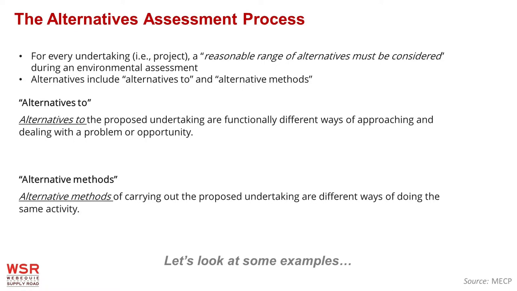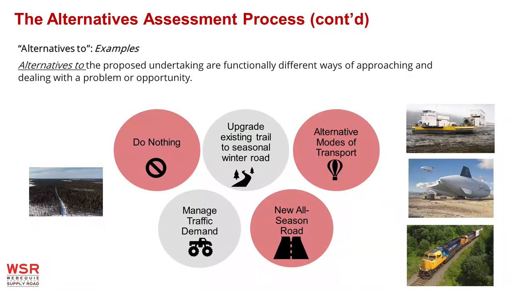And now I'll show you a couple of examples to help explain this a little bit better. When we talk about alternatives to, again, functionally different ways of approaching and dealing with a problem or opportunity, in our case, it might be alternative modes of transport, such as cargo hovercraft, cargo airships, upgrading an existing trail to a seasonal winter road, if that existing trail existed, managing traffic demand, or just doing nothing, or doing a new all-season road, which is our case.